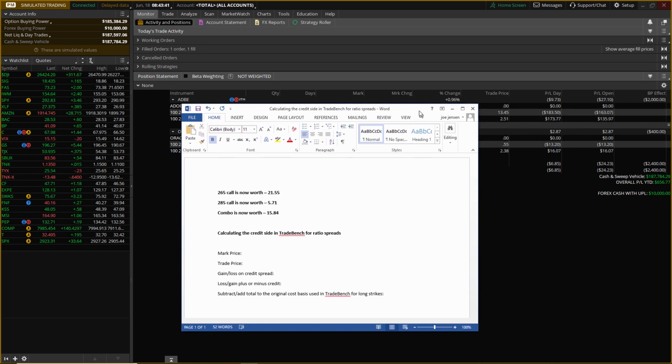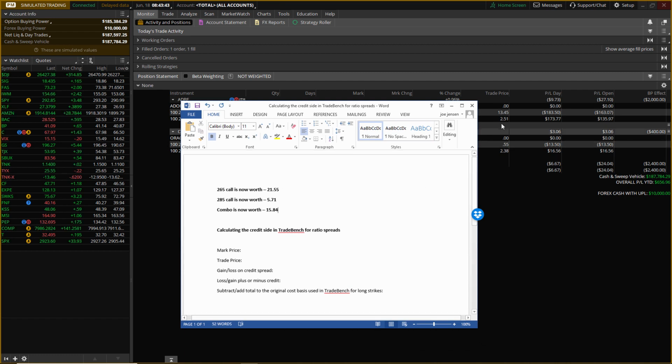So I'm just going to go ahead and hide this because I'm going to say it hasn't changed. So I can just reference our trade price. So the first thing we want to do is take the mark price for the credit. Okay, so what is the credit's current mark price? Well, it's right here, $15.84.